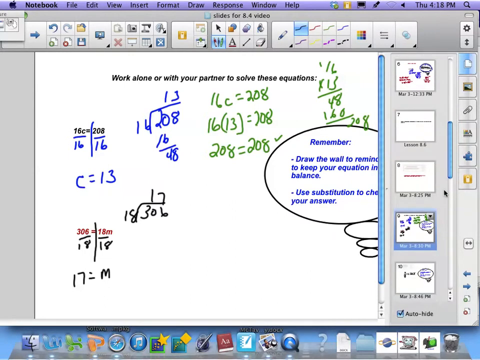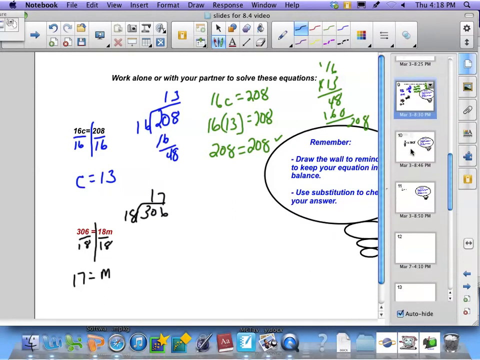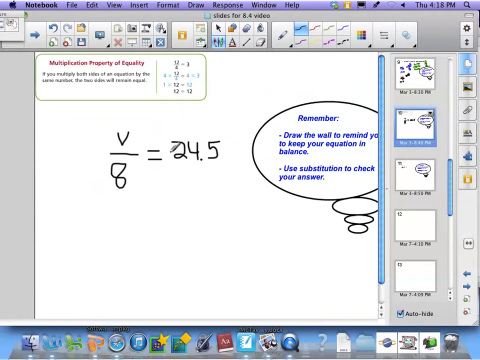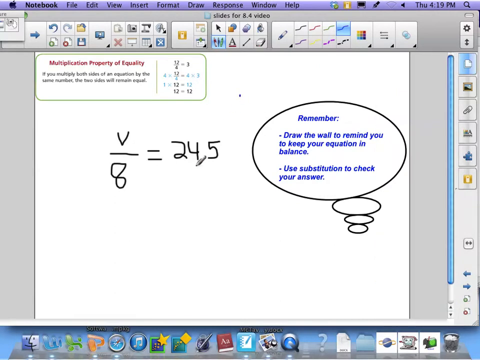Now let's look at using the multiplication property of equality. That tells us if you multiply both sides of an equation by the same number, the two sides will remain equal. So we have v divided by 8 equals 24 and 5/10. This one looks confusing, but what if we wrote it like this? v divided by 8 equals 24 and 5/10.